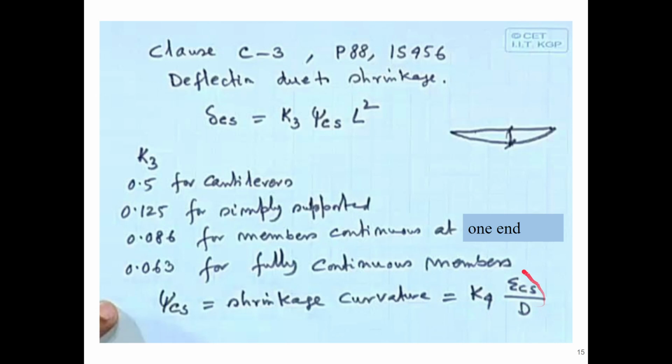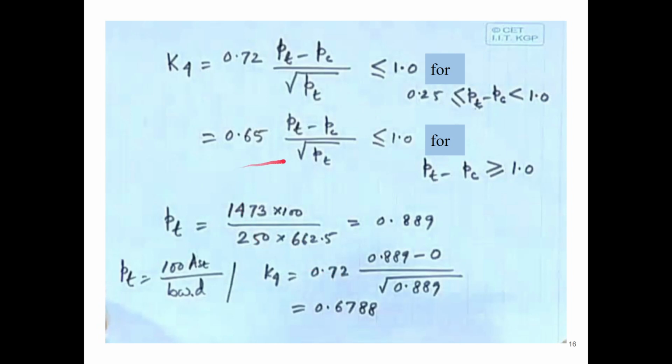Okay, so the shrinkage curvature ψcs is equal to k4 εcs by capital D. This εcs value is constant, it is 0.0003. And the K4 value, as per the IS code, is 0.72 into (PT minus PC) by square root of PT.